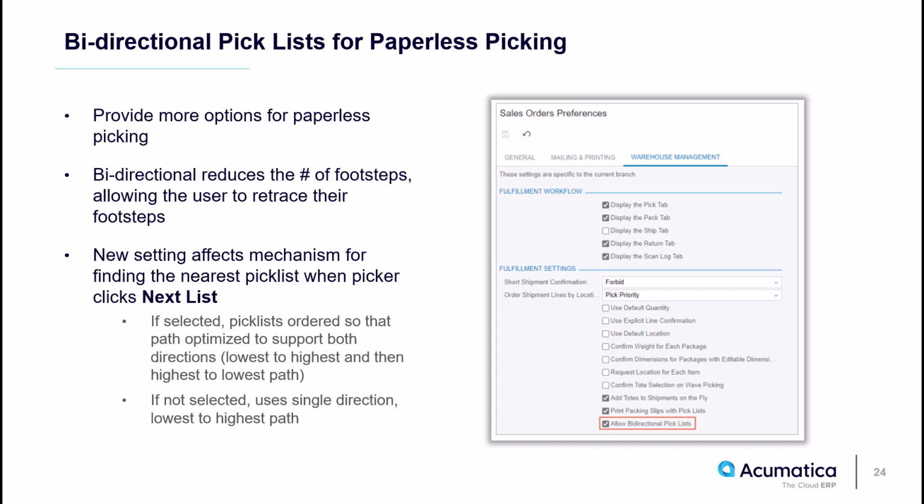This feature has the advantage of reducing the number of footsteps pickers are making by having them retrace their footsteps. There's a new setting in sales order preferences called Allowed Bidirectional Pick List that guides the behavior in paperless picking. This setting affects the mechanism for finding the nearest pick list when the picker clicks Next List. If selected, pick lists are ordered so that the path is optimized to support both directions, lowest to highest, and then highest to lowest path. If not selected, a single direction is used, which is lowest to highest path.